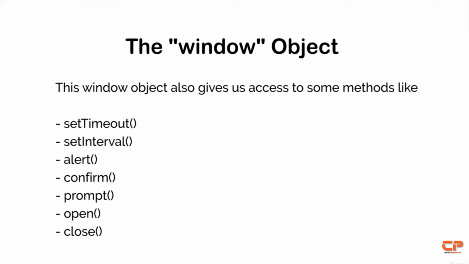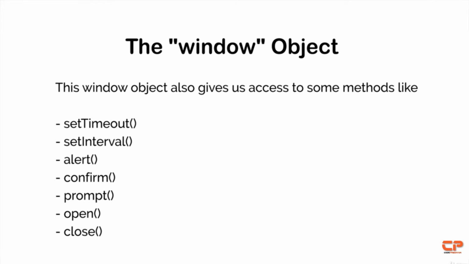prompt, open, and close. So the setTimeout method, it performs some action after a specified time, like calling a function or evaluating an expression, etc. The setInterval method performs an action after an interval of the specified time. This alert method is used to display alert boxes. The confirm method is used to display the confirm dialog box. It has an OK and cancel button. The prompt method displays a dialog box to get input from the user. The open method opens an entered URL in a new tab. And close method closes the current window.